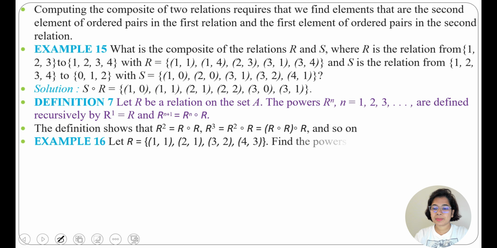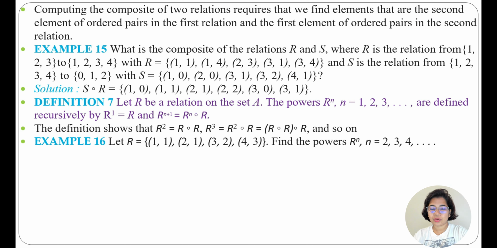Let's see one example based on this. Let R contain (1,1), (2,1), (3,2), (4,3). We need to find the power R^n. So R^1 will be the same as this. Now I will find R^2. So R composition R: (1,1), (2,1), (3,2), (4,3) with (1,1), (2,1), (3,2), (4,3).